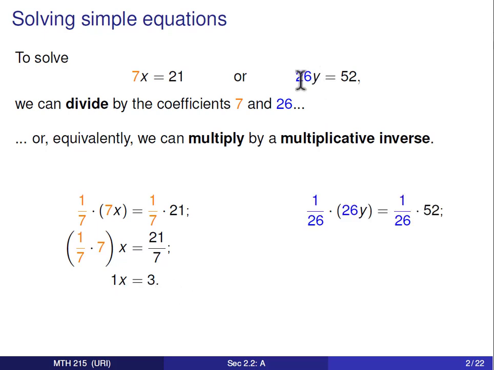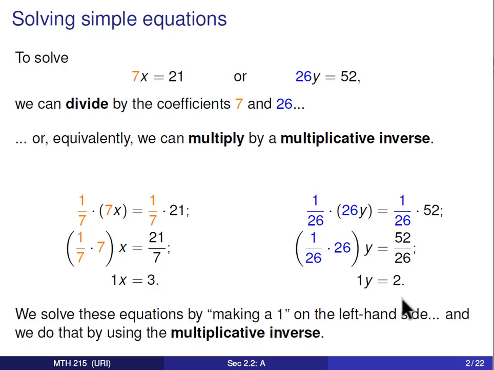Okay, similarly with the second equation, we would multiply by the reciprocal of 26, and when we do that, again, on the left-hand side, the multiplication can be grouped so that you're multiplying 26 and its multiplicative inverse. That creates 1, and 1 times y is y. So we know that at this point, y is equal to 52 divided by 26, which is equal to 2. Okay, now in both of these equations, we solved by making a 1 on the left-hand side. And we did that by multiplying by the reciprocal, or the multiplicative inverse, of the constant on that left-hand side.